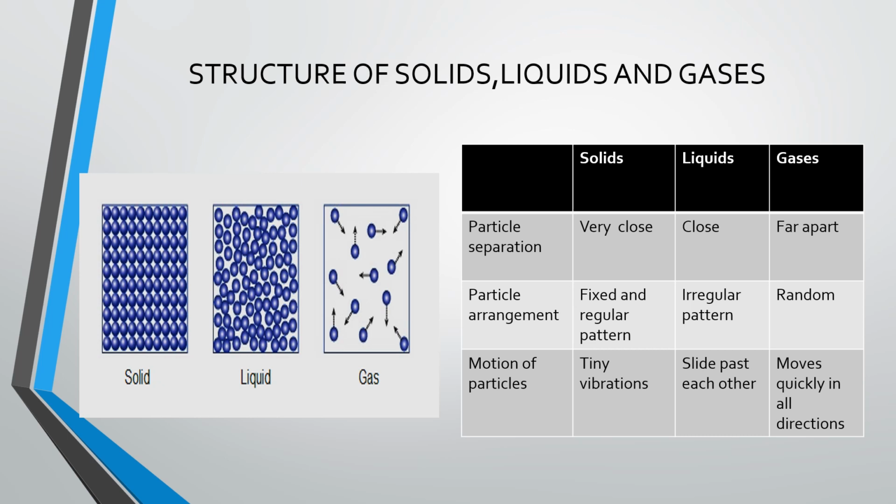In solids, the particles are arranged in a fixed and regular pattern. In liquids, the particles are arranged in an irregular pattern, and in gases, the particles are at random. Motion of particles. In solids, the particles show tiny vibrations. In liquids, the particles can slide past each other, and in gases, the particles can move very quickly in all directions.